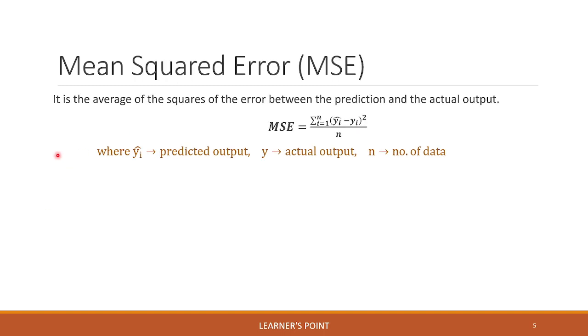Now this is mean squared error. This is almost similar to that of mean absolute error. Only difference is that there is a square on the difference of the two outputs. So mean squared error calculates the average of the squares of the error between the predicted and the actual output.